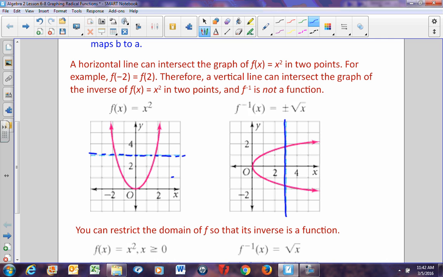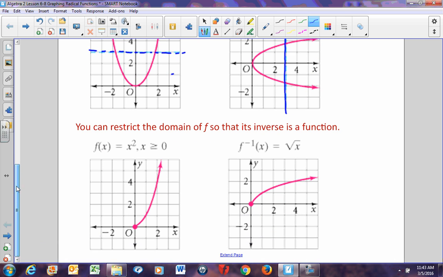Now, we could restrict the domain, however. If I restricted the domain and made it so that x had to be greater than or equal to 0, then you can see that the inverse would be a function, because now all I'm talking about here would be this right-hand side of this graph. If I restrict the domain, I would have this portion right here, and thus, I would have a function.